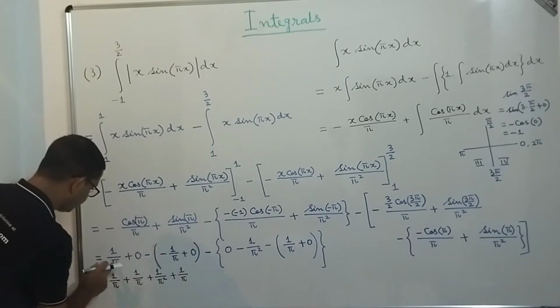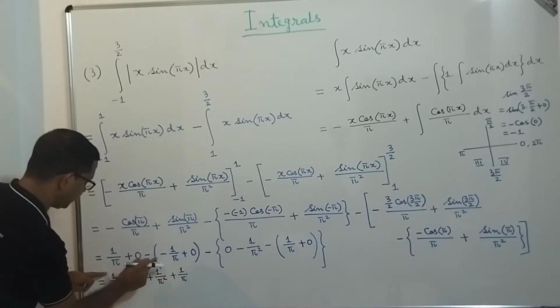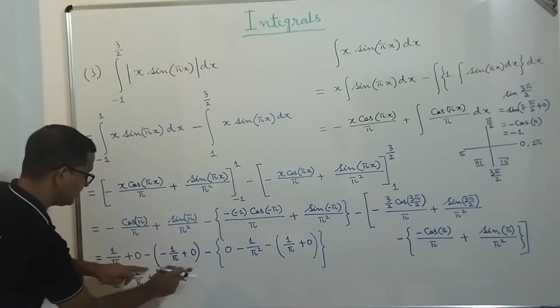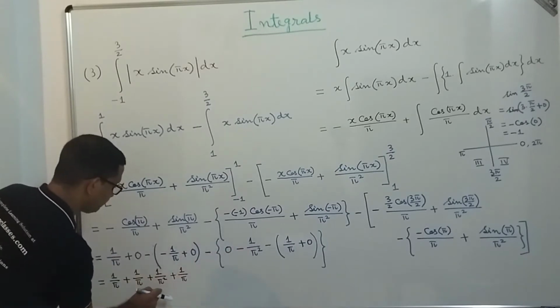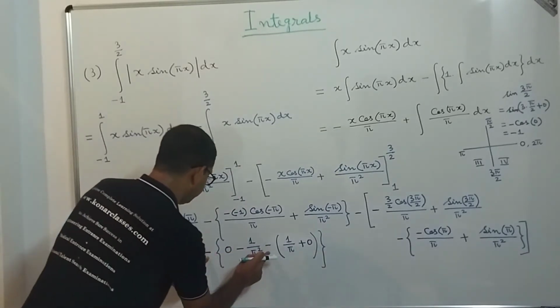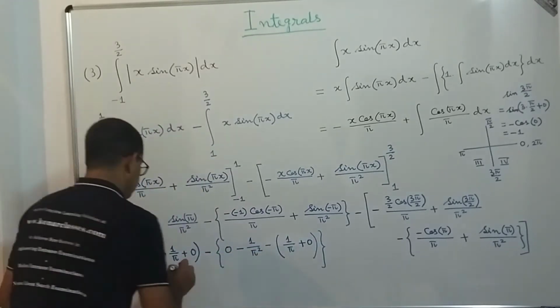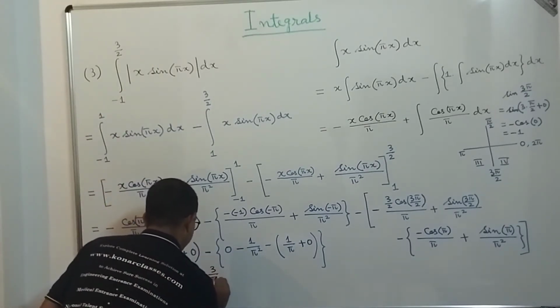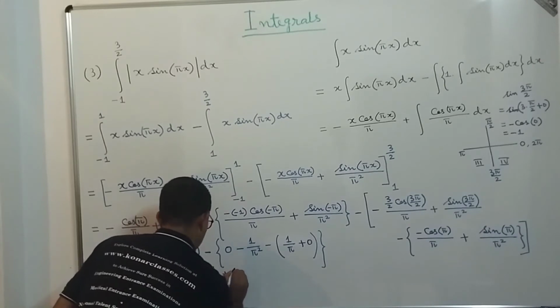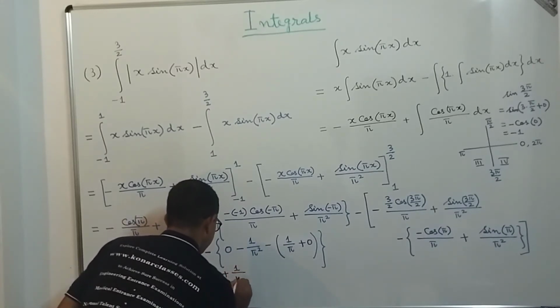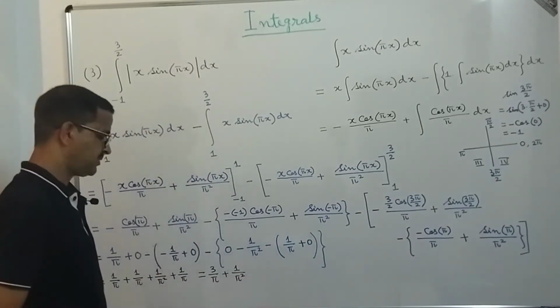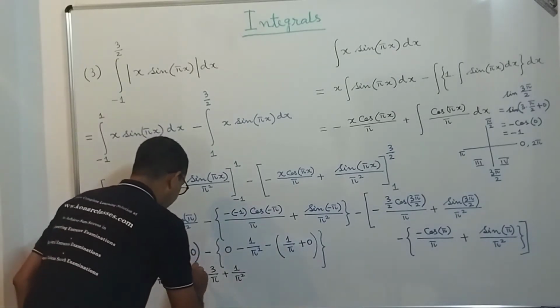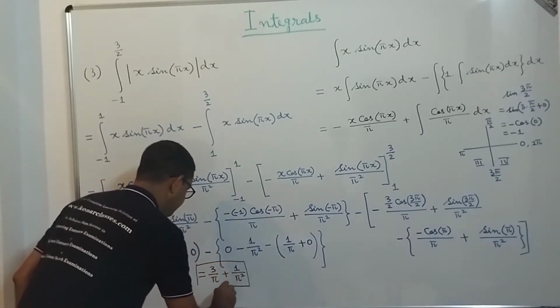Let me repeat once more, this is 1 by pi, this is minus of minus 1 by pi, then minus and minus become plus 1 by pi square, and this minus and minus become plus, this is 1 by pi. So finally we get 3 by pi plus 1 by pi square. Okay, so this is the value of the given integration.